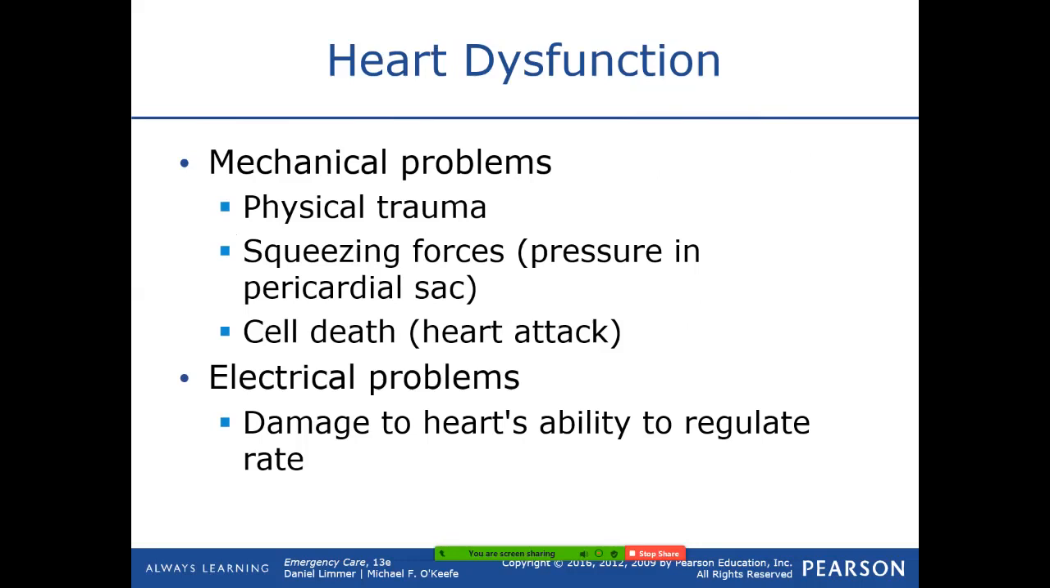Heart dysfunction, okay, there's mechanical problems such as physical trauma, pressure in the pericardial sac, or cell death, the heart attack itself. Could be some mechanical problems of the heart, okay? And that pericardial sac is a sac that's around the heart, and certain conditions or trauma can actually pierce that sac. What can happen is blood can get in between the sac and the heart itself, and it puts pressure onto the heart, okay? So those would be some sort of mechanical forces. And we'll talk more about those types of conditions when we get to the cardiology section, okay?